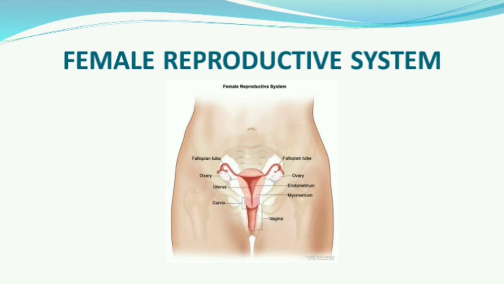Here in this diagram, you can find the exact location and position of female reproductive system. This has been shown for your clear understanding.